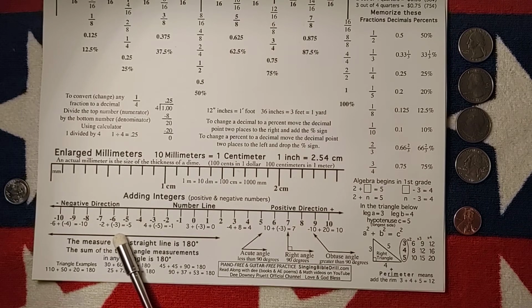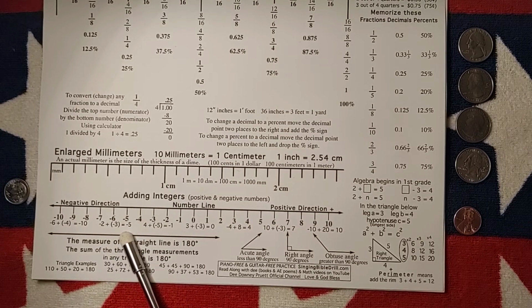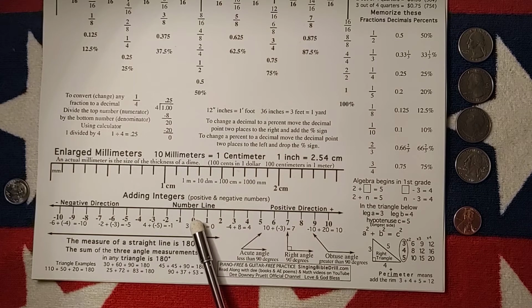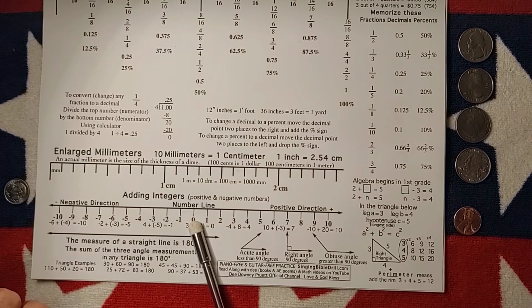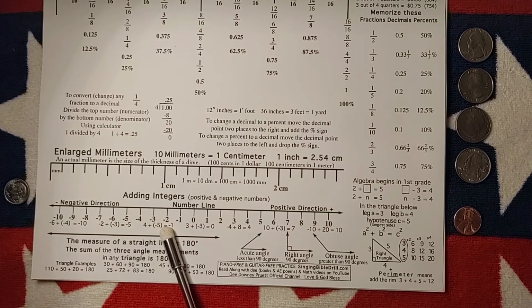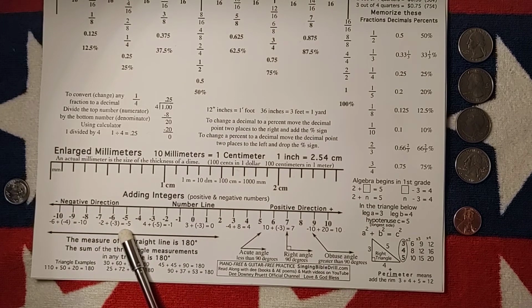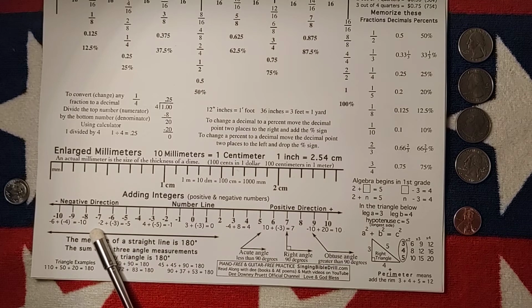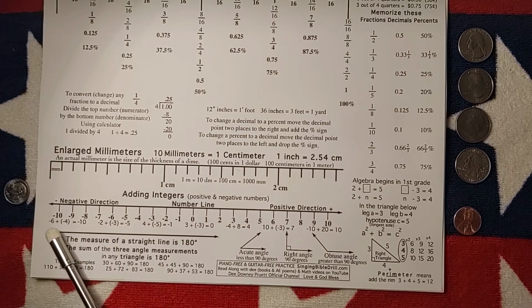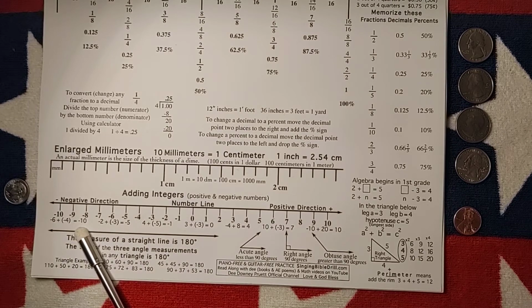Negative 2 plus negative 3 is equal to negative 5. Let's try it. Start with 0. Negative 2 plus negative 3 would be negative 5. And there's a rule that says if you're adding integers and the two signs are the same, you add the numbers, 2 plus 3 is 5, and keep the sign. So negative 5.